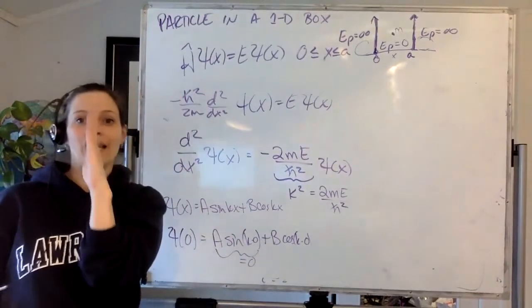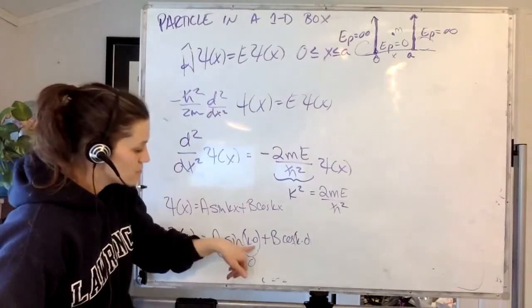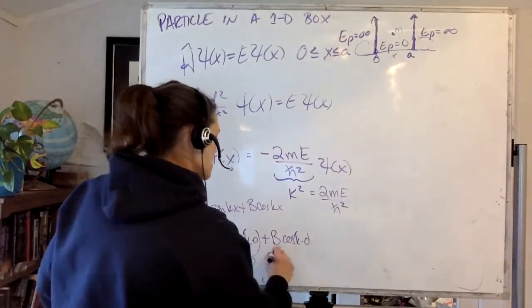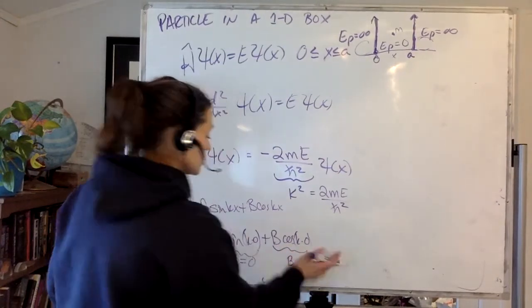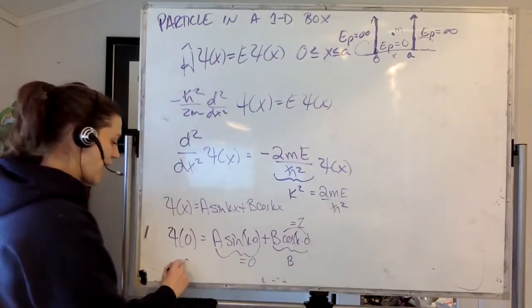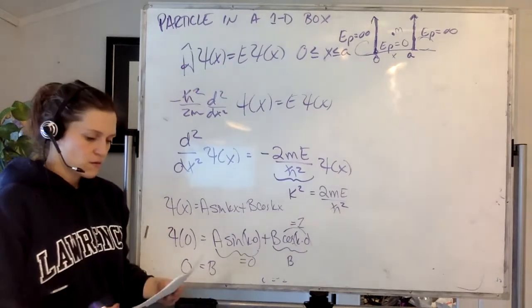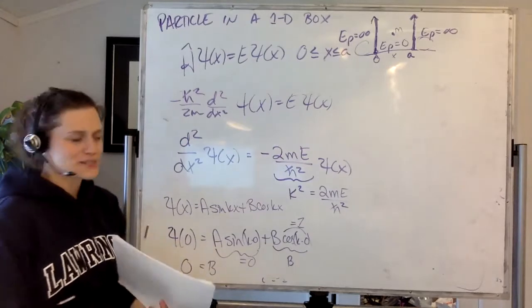It'd be like you existing in the wall. Not happening. So sine of 0 is 0, but cosine of 0 is 1. So B equals, well, this is just equals B because this equals 1. And so that means psi of 0 has to be 0, which means B is 0. That's awesome. B is 0. Well, this just got simpler.